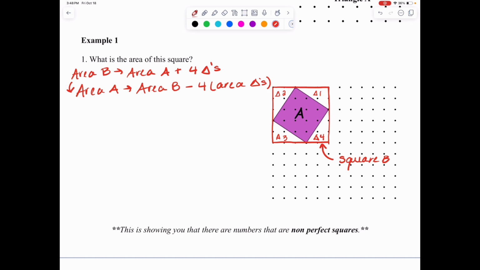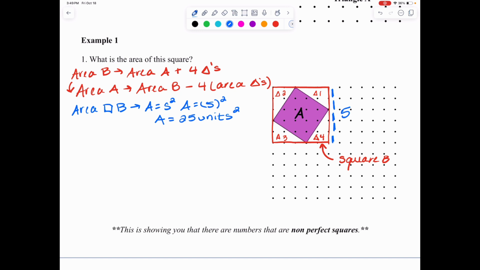Let's find the area of square B first because I'm able to count that. So 1, 2, 3, 4, 5. The side length is 5. So if I'm finding the area of square B, that's A equals S squared. My side is 5, so that means my area is 25 units squared. So now I know the area of the larger square.